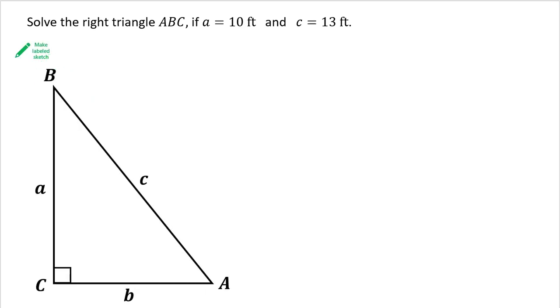Here's the right triangle. I'm going to add to this picture what I'm given. So side A is 10 feet. And side C is 13. To solve the right triangle means to find all its sides and its angles. So we'll need to find side B, angle A, and angle B. Angle C we already know it's 90 degrees.